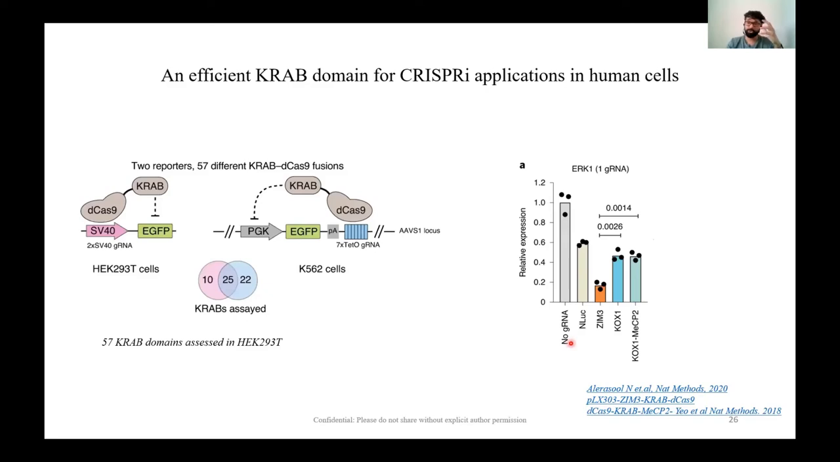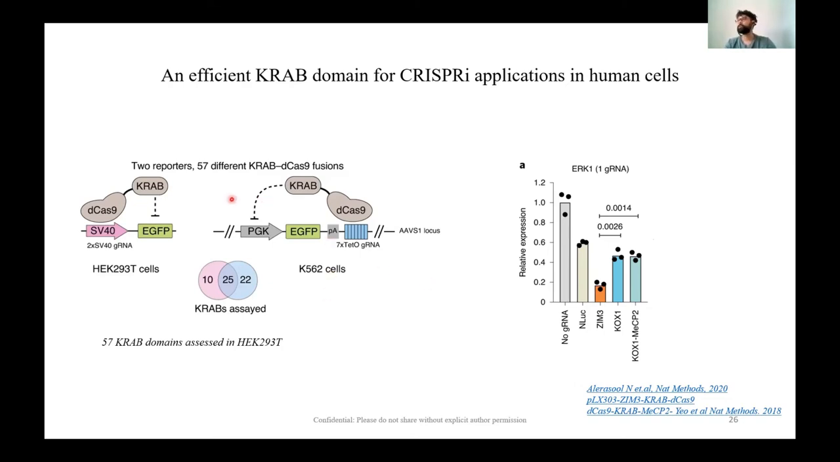Now there are better versions available for silencing. The last I checked, there were, I think, five to six more publications last year and a few from last month. But in my opinion, the next version you should try is the one with a ZIM3 repressive domain. The reason for that is the authors compiled and tried 57 KRAB repressive domains, and they came out with ZIM3 as one of the most effective ones. But do know this was just done in HEK cells, and it's a quite recent publication. It's not validated in primary cells.